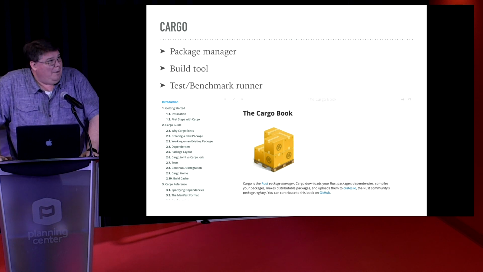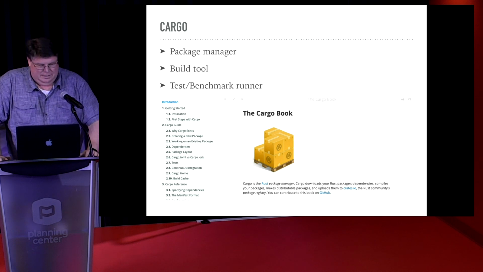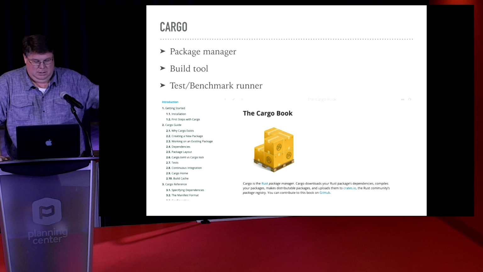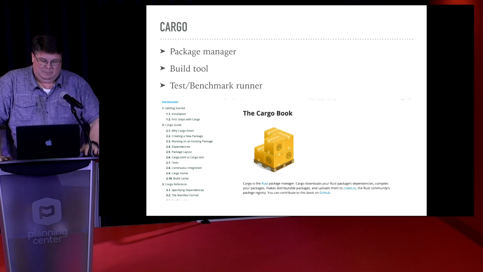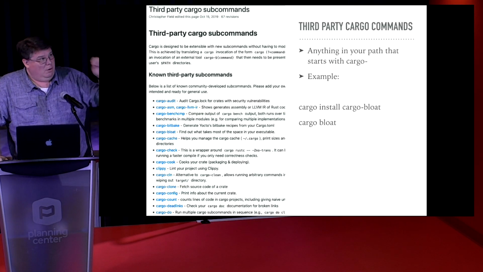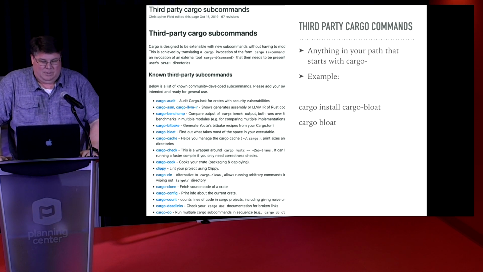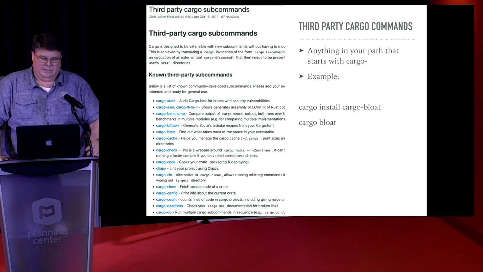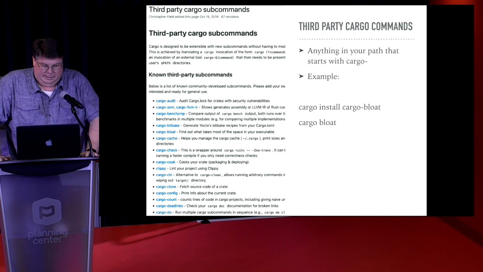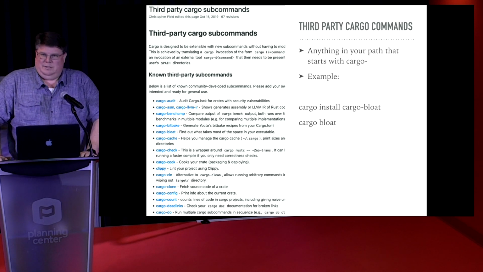So this is your package manager. It is your build tool. It is your test runner. It is your benchmark runner. It does a whole bunch of good stuff. And it has its own book, so you can read all about it. Also, much like Bundler, you can write your own third-party extensions for it. Anything in your path that starts with cargo dash will suddenly become a subcommand of cargo. So in this example, I install a crate called cargo bloat with a very obvious cargo install cargo-bloat, and then bloat now becomes a nice subcommand. In case you're curious, bloat lets you know why your binary just got so big, because you added 14 third-party libraries.